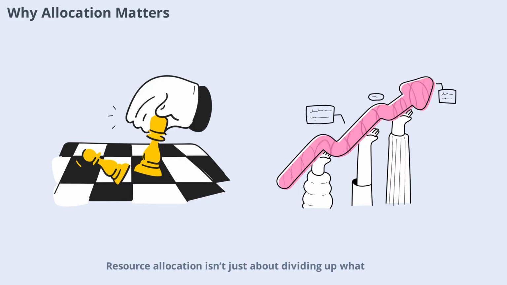Resource allocation isn't just about dividing up what you have, it's about making strategic decisions that drive results. Poor allocation can lead to wasted time, missed opportunities, and burnout. On the other hand, smart allocation ensures that every resource is used where it has the most impact. This is especially important in fast-paced environments where demands change quickly. Next, we'll explore the key principles that guide effective allocation.